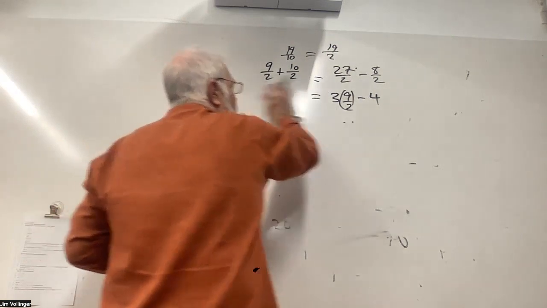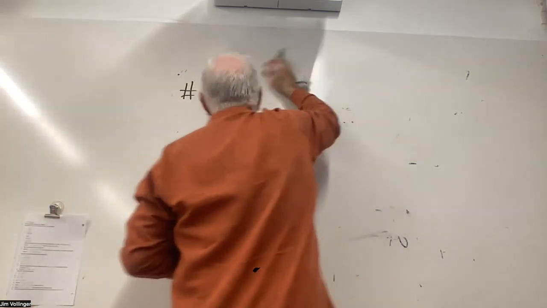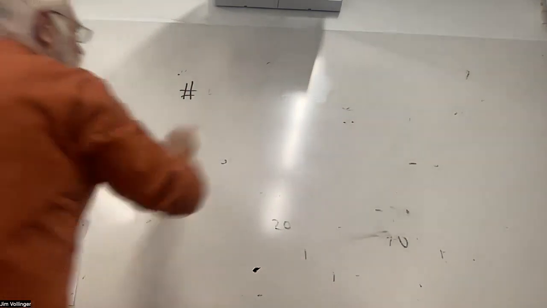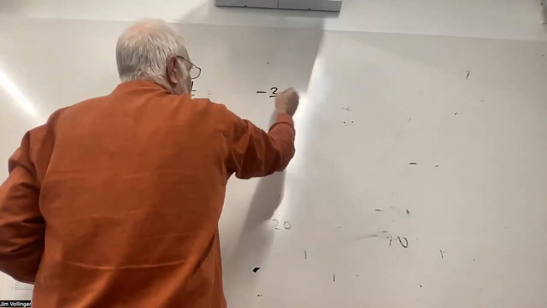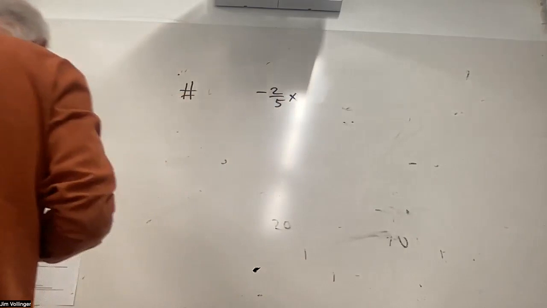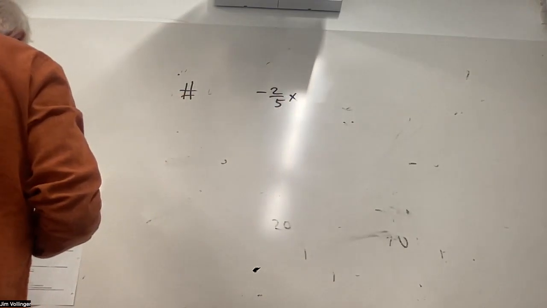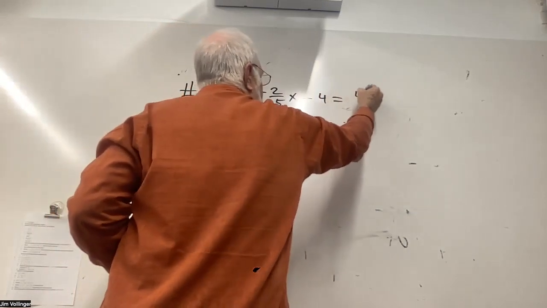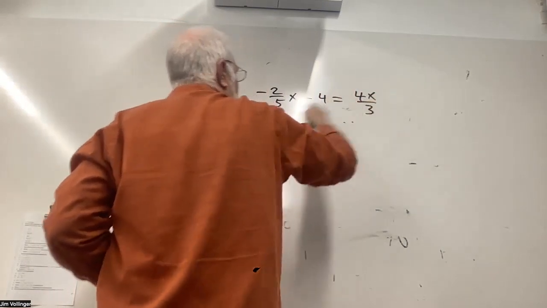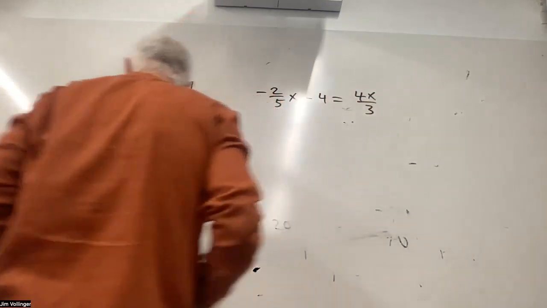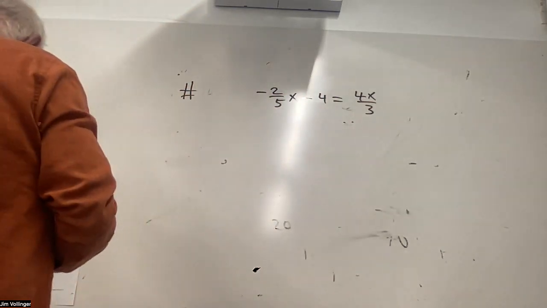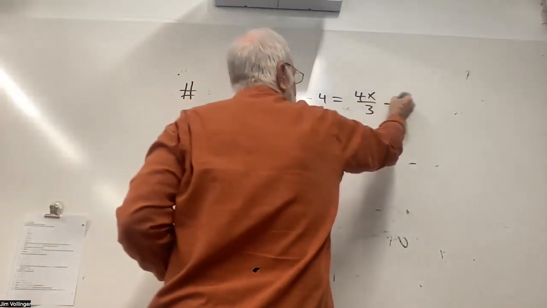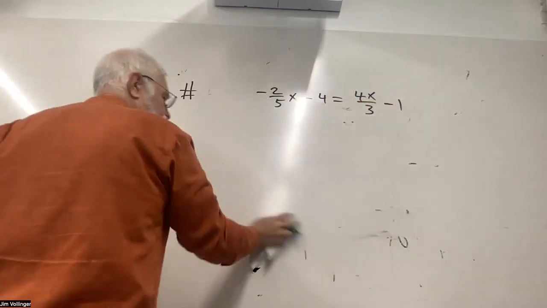All right, so now we're going to do 15. Problem 15. Doing them all for you. Minus 2/5 x minus 4 equals 4x over 3. I'm doing that intentionally, so you know either way it can be written. Minus 1. All right, so there's some things that you need to know.